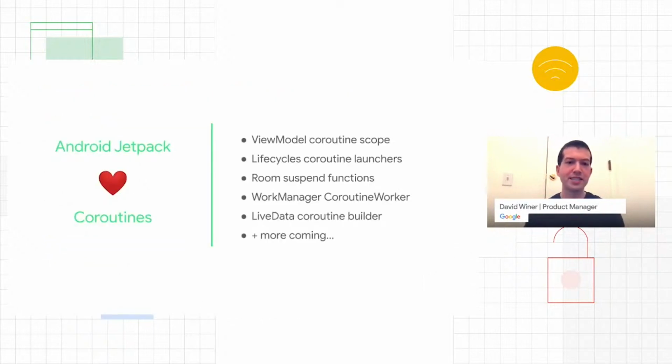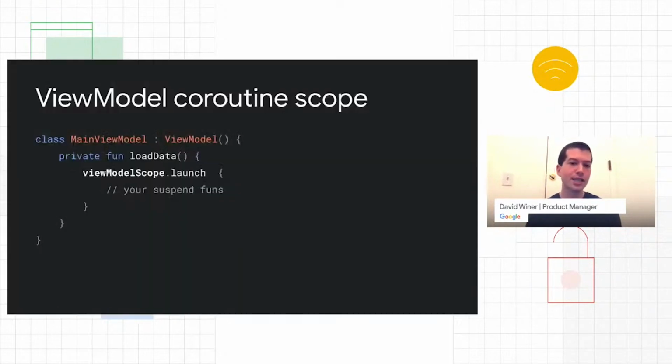So let's talk about coroutines. Coroutines are basically a really lightweight way to manage concurrency. And we've added support for them in many of the Android Jetpack libraries. So if you've gone through the code labs, you're probably familiar with ViewModel, and there is a ViewModel coroutine scope that we provide there. There's also integration with Lifecycle, Room, Work Manager, Live Data, and there are more of these libraries coming. We've really invested a lot in coroutines because we think they're a pretty powerful construct. Let me just show you an example of what this looks like in ViewModel.